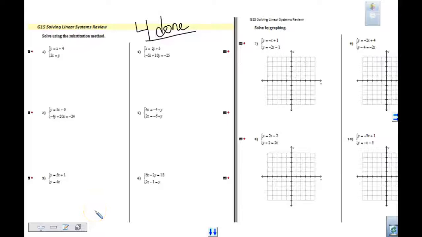Using substitution. Although if you decide you like to do elimination, I really don't care, right? Because on the test, I don't specify, okay? So you can do it either way. So on G15, you're looking at that one.